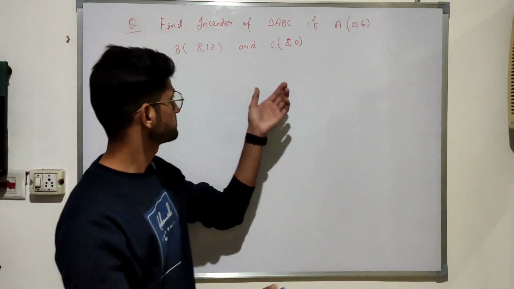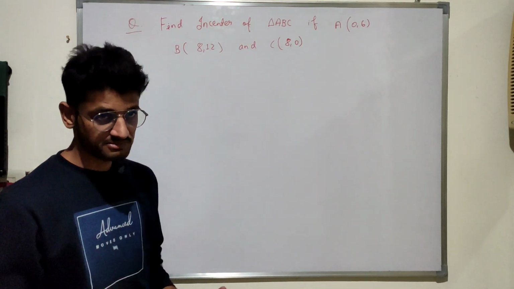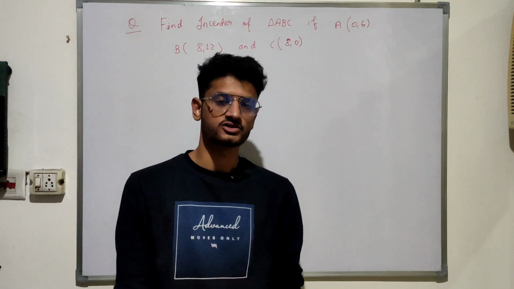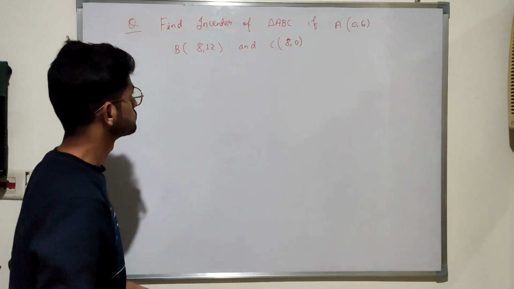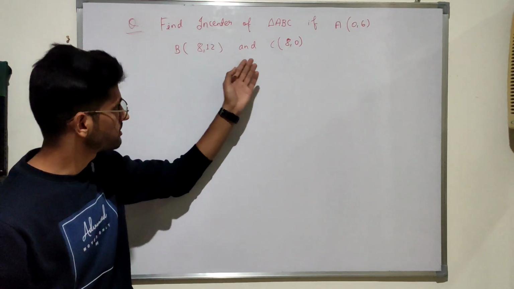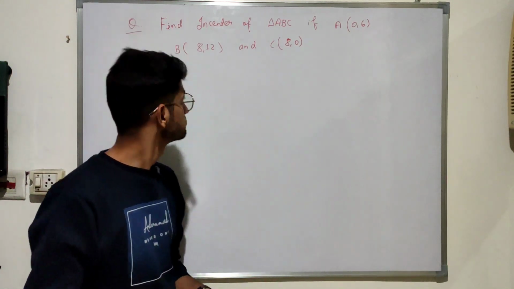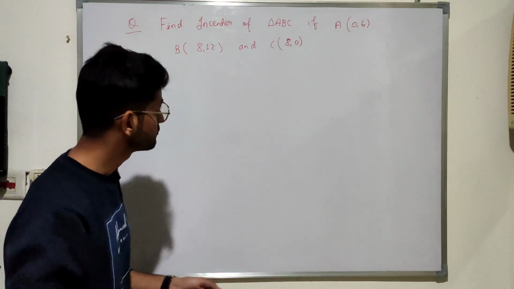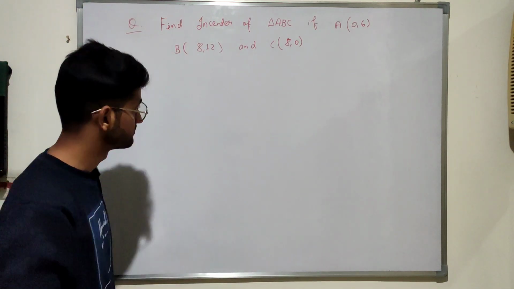So we have a problem based on the topic incenter. A very basic problem. We have the coordinates of A, B and C of triangle ABC. We need to find the coordinates of the incenter of this triangle. The coordinates of point A are 0 comma 6, the coordinates of point B are 8 comma 12, and the coordinates of point C are 8 comma 0. We need to find the coordinates of the incenter.